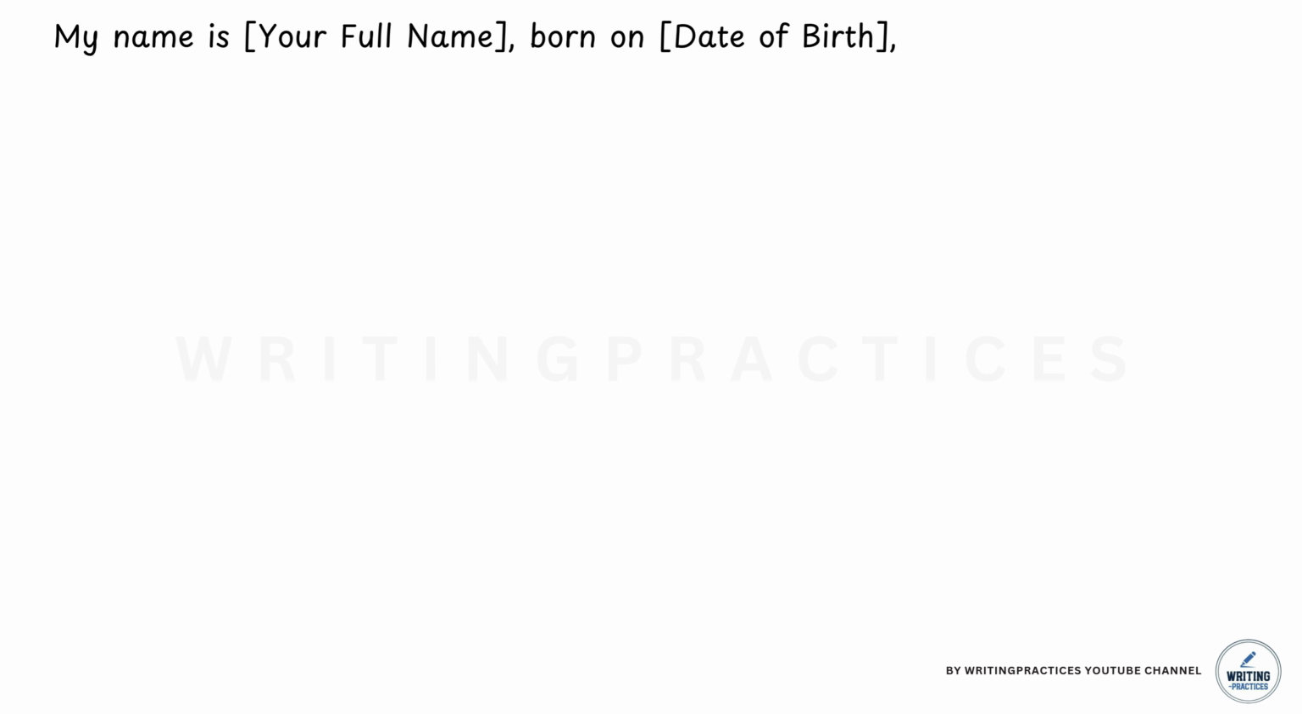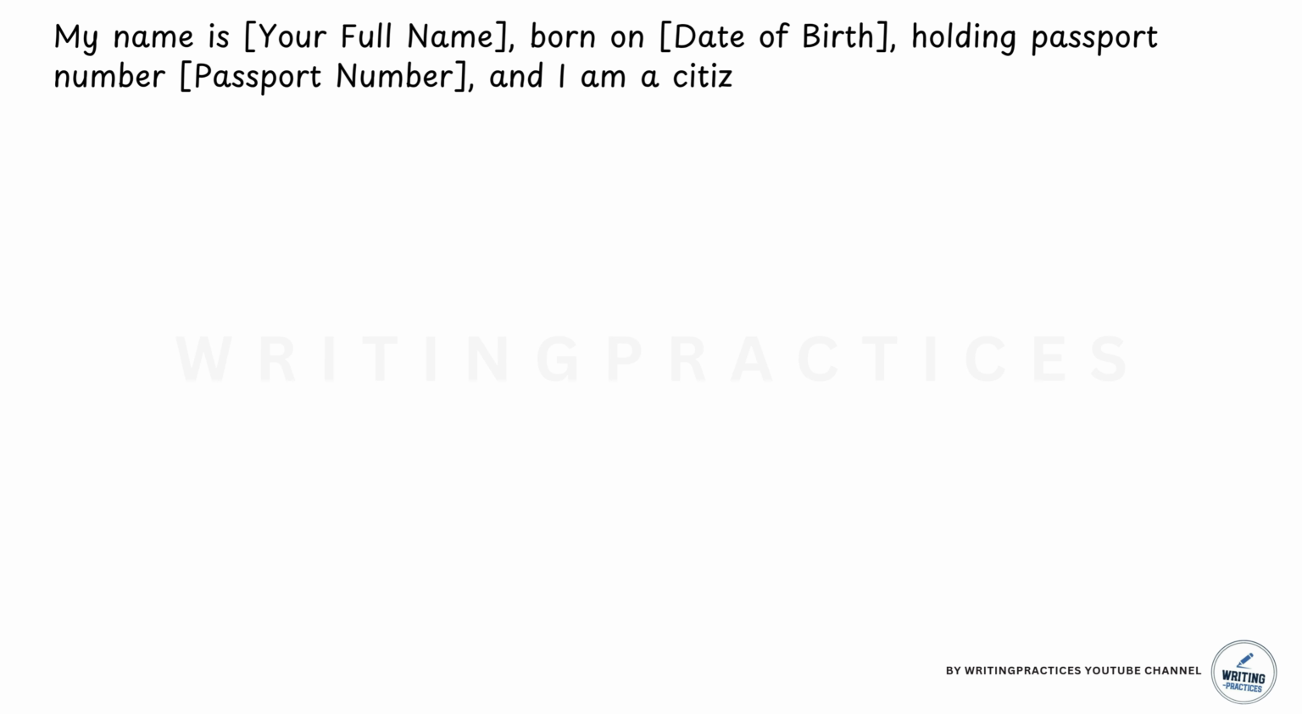Second paragraph, personal information. Here, introduce yourself. Include your full name, date of birth, passport number, nationality. Example, my name is Daniel Christopher Lee, born on March 15, 2004, holding passport number CA1234567, and I am a citizen of Canada. This section confirms your identity and allows immigration officers to match the letter with your passport and application records. It ensures there is no confusion regarding the applicant's identity. Double-check these details carefully before submission.